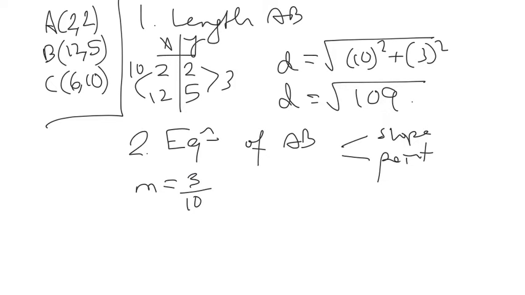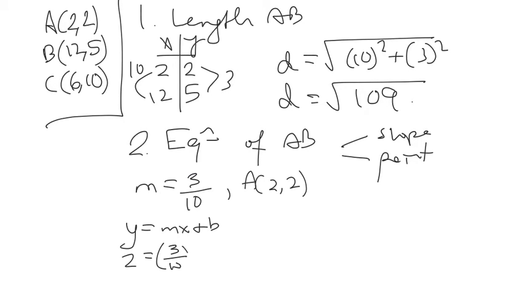And my point, I have the choice. I need to know a point on the line AB. I can use either A or B. I'm going to use the point 2, 2. In other words, I'm going to use the point A. I take those values and I substitute them into y equals mx plus b. So in other words, y is 2, m is 3 divided by 10, x is 2, and b I don't know yet, but I will in a minute.